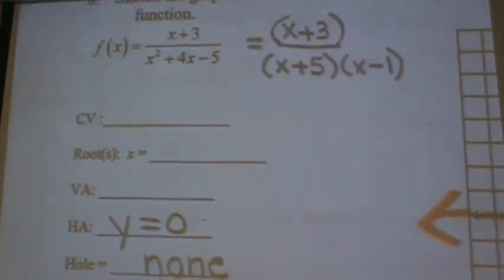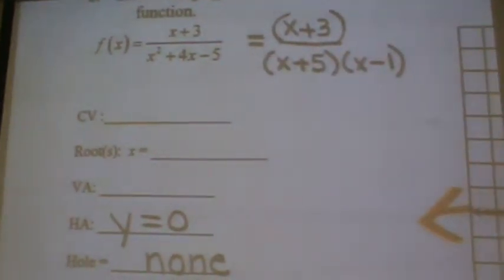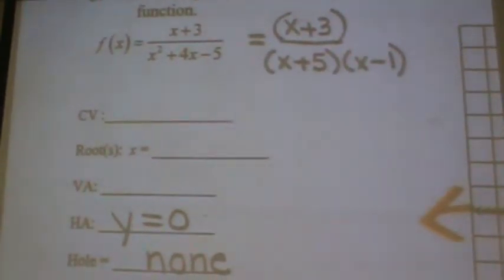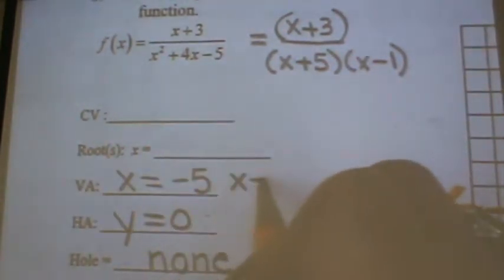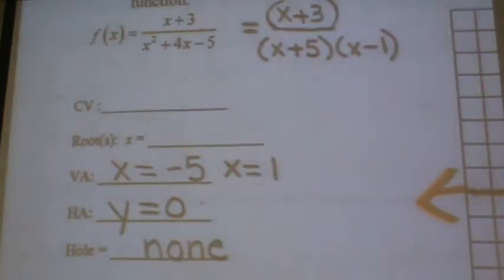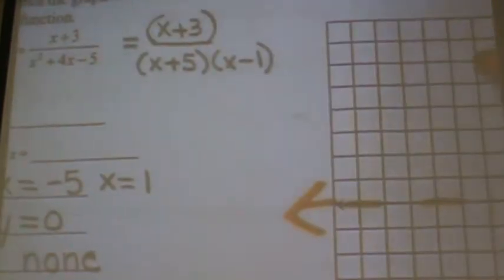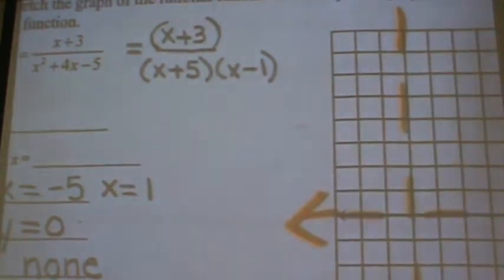What else? Your vertical asymptotes are -5 and 1. What are you gonna do now? Graph those. Vertical lines. 2, 3, 4, here's -5, and here's 1.